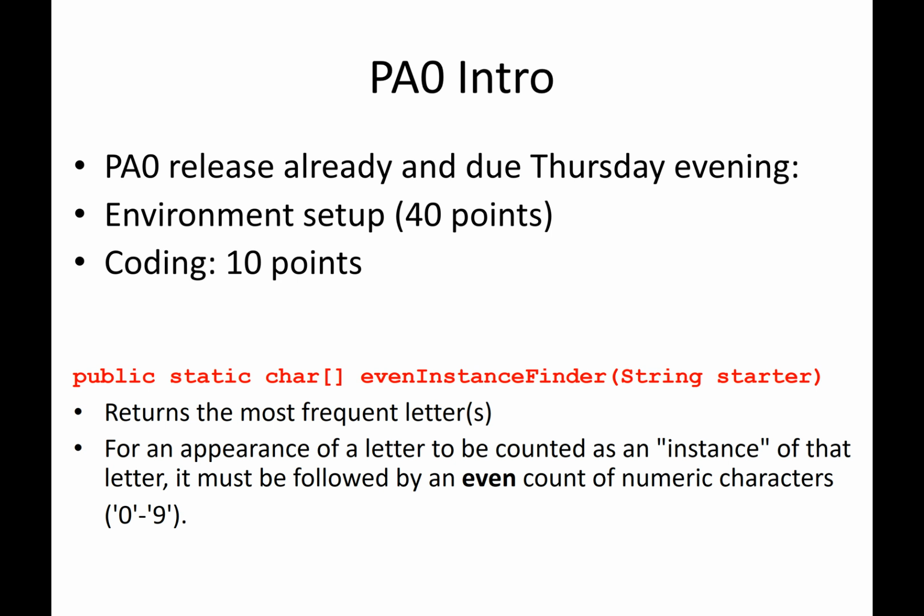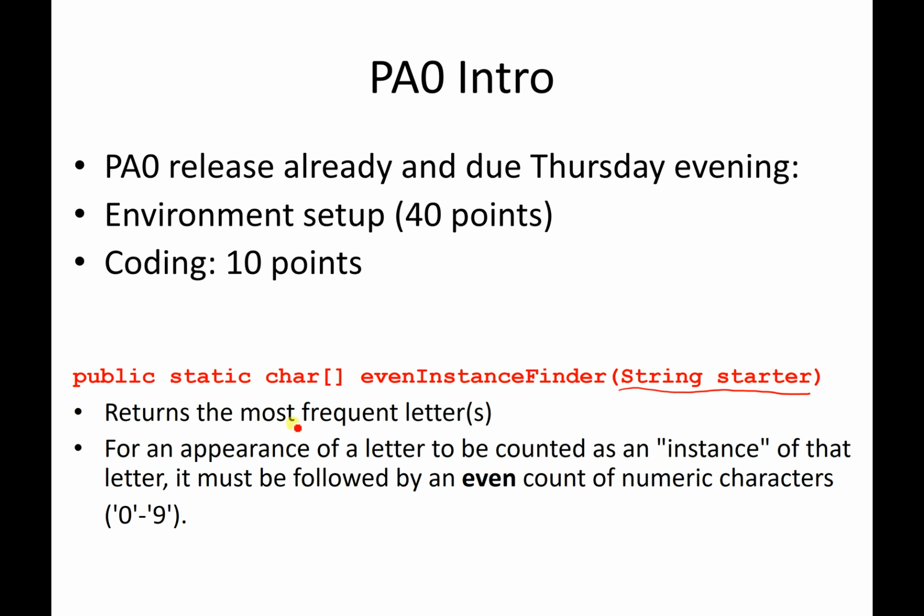Okay, so I think the setup part is fairly straightforward. I will just look at the coding part. For this coding question, we call it even instance finder. What we want to do is, given a string, return a char array, and inside this char array, it gives the most frequent character. When I say character, it means letters, either lowercase or uppercase. It returns the most frequent letter at the right location, as in the starter.